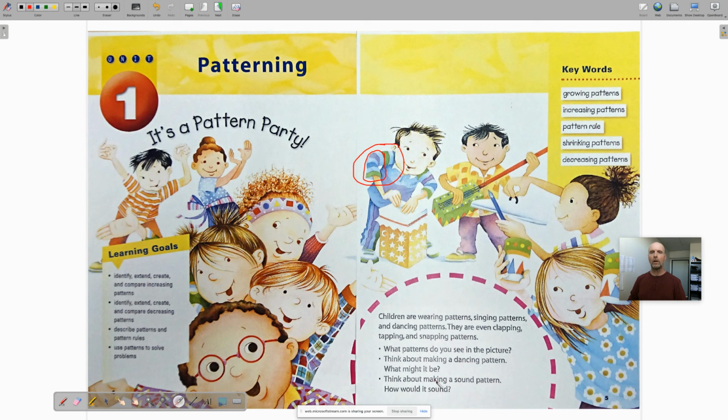So that's it for our introduction to patterning. In the future, so in future lessons, we're going to hear a lot more of these key words. But for today, I think we did a great job starting to think about patterning and getting into the unit.